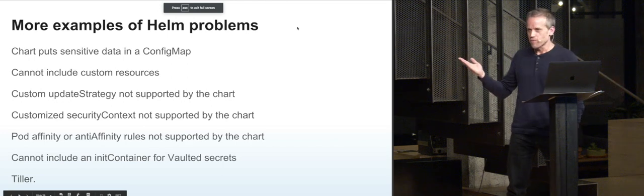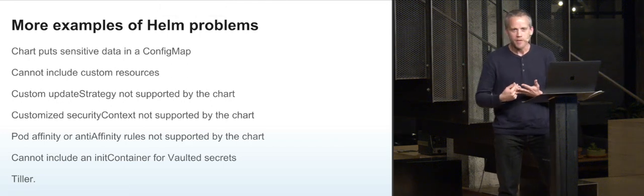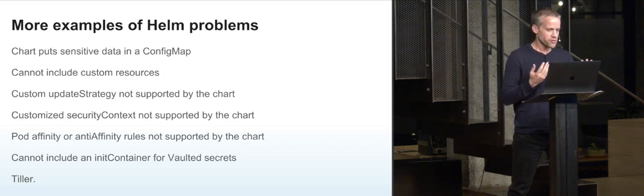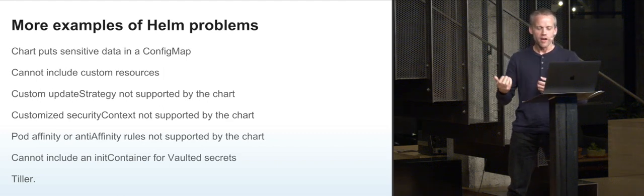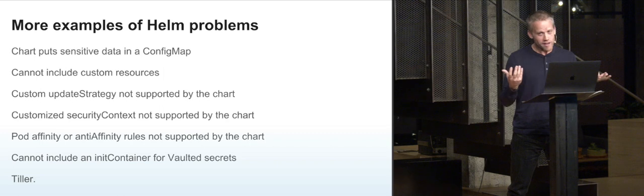So there are other examples besides just update strategy. Some charts put sensitive data in config maps, and that might not be compatible with the way that I want to deploy code. I can't include custom resources, pod security context, affinity and anti-affinity rules. Maybe I'm running all of my secrets in vaults, and I need to include an init container to get those loaded into the environment. Helm charts don't often have that because that's super specific to an environment.